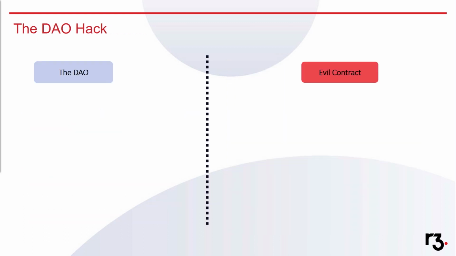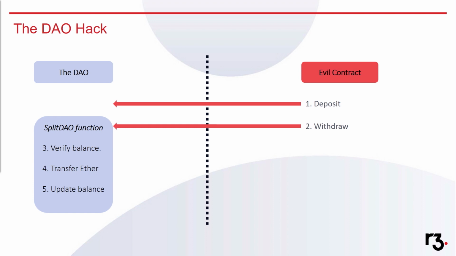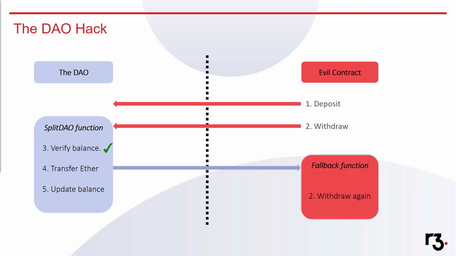OK, so let's look at the DAO hack, which was the first one. So what happened here is that an attacker just deposited some money initially into the contract and then withdrew it. Actually called a function to withdraw it, which was a function called splitDAO. Now this function, simplified, was fairly straightforward. First thing it did, it verified the balance, which was OK because this contract had some money. And then it transferred the Ether into the evil contract.